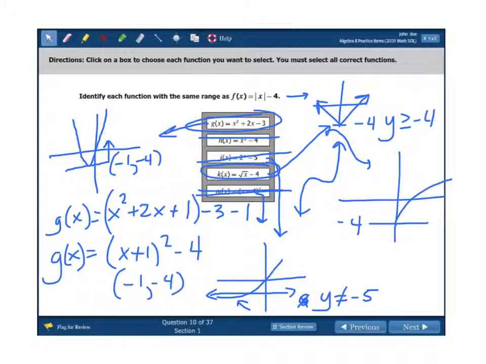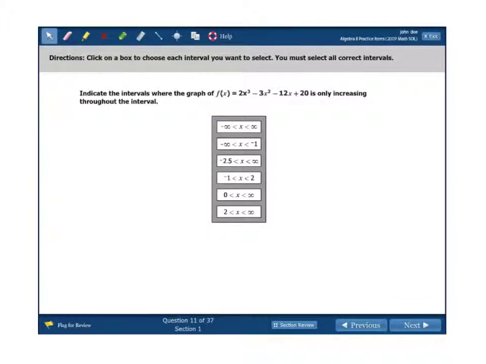All right, no problems there. Okay, to indicate the intervals where this graph is only increasing throughout the interval. And we saw one like this on one of our practice problems in class. So I'm going to graph it. 2x to the third minus 3x to the second minus 12x plus 20. I'm going to hit graph, and it's going to graph.